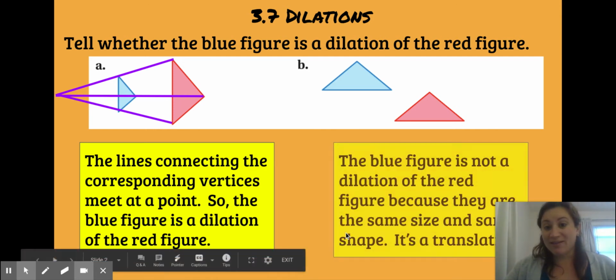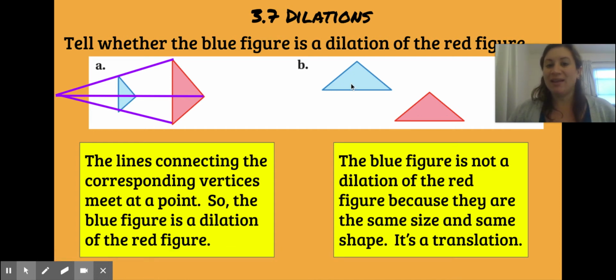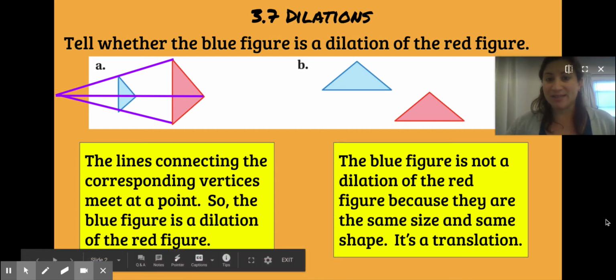In B, the blue figure is not a dilation of the red figure because they are the same size and the same shape. It's a translation. So B is not a dilation because they are the same shape and the same size, and therefore they are a translation, not a dilation. The blue figure is just a slide of the red figure. We did not change size.